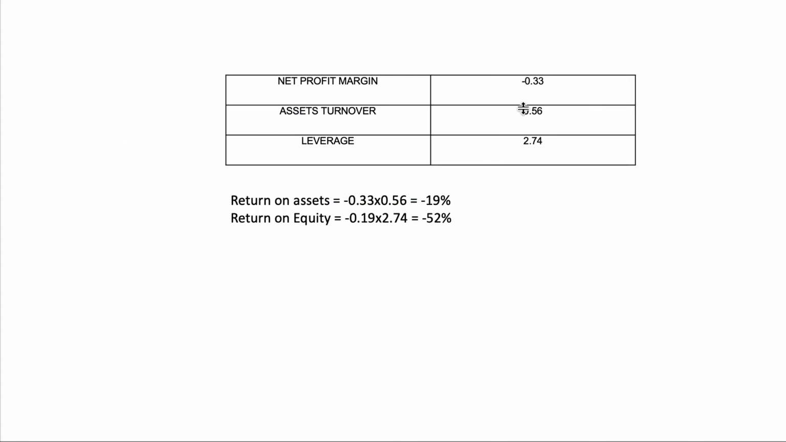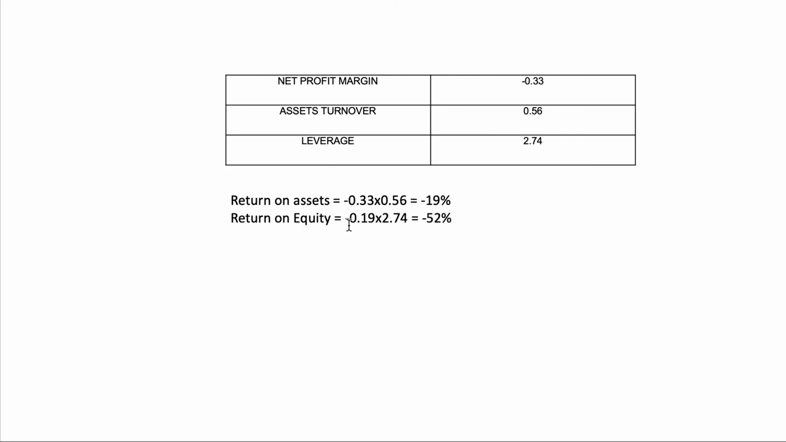So if you go down, this is our three-step analysis. The net profit margin equals minus 0.33%. Asset turnover equals 0.56. Not percent, sorry, these are ratios, not percentages. The financial leverage equals 2.74. So the return on assets, which equals the net profit margin multiplied by the asset turnover, equals minus 19%. By the way, this is the information provided by 2019's financial statements. And if you go back, you see that this amount is the same as the return on assets.